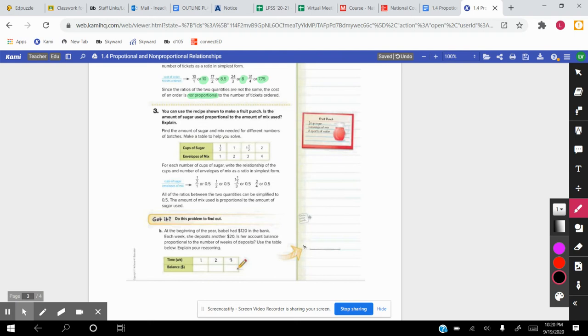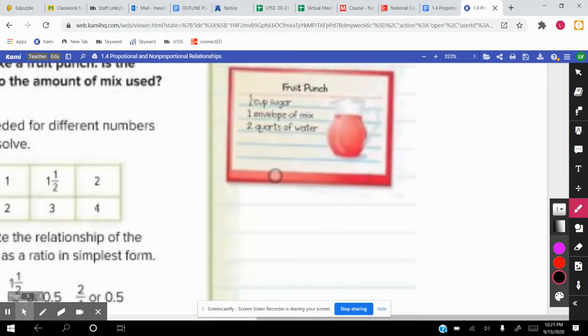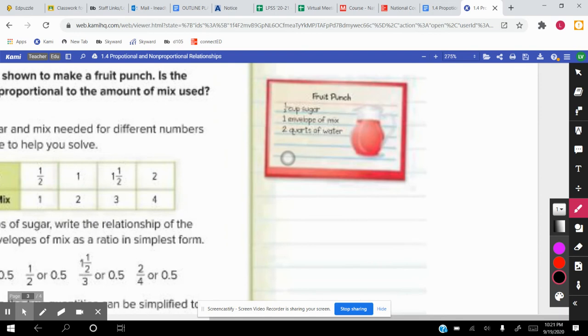You can use the recipe shown to make a fruit punch. Is the amount of sugar used proportional to the amount of mix used? And explain. First, we want to find the amount of sugar and mix needed for different numbers of batches. Make a table to help you solve. Here we have the cups of sugar and the envelopes of mix. So according to the recipe over here, I'm going to zoom in on it. We want half a cup of sugar, 1 envelope of mix and 2 quarts of water.